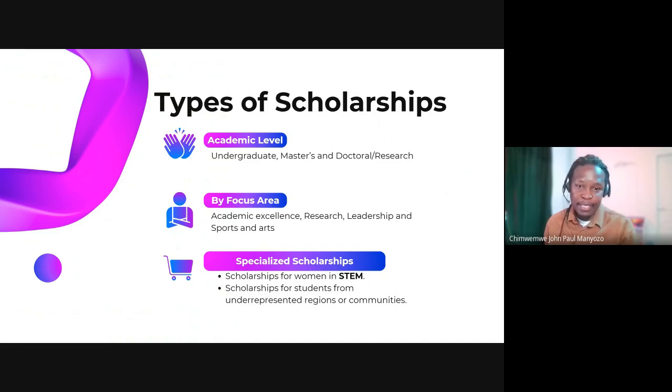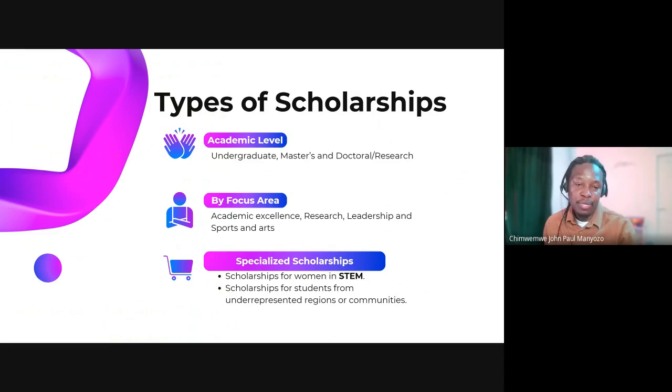Number three is by specialized scholarships. So you have scholarships that are particularly focusing on women in STEM. We have scholarships that are focusing on refugees, or focusing on people from underrepresented regions or communities. So you also have to be very much aware about that. When it comes to scholarships and the types, there is a level of intersection where there is an element of academic level and focus area and also specialization.